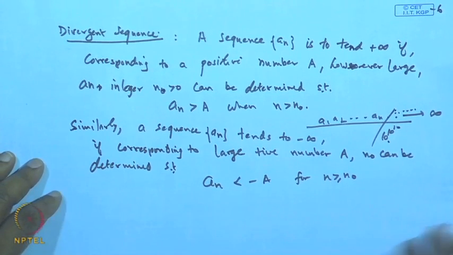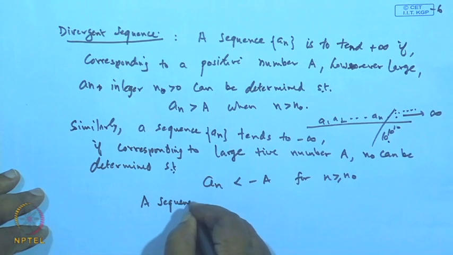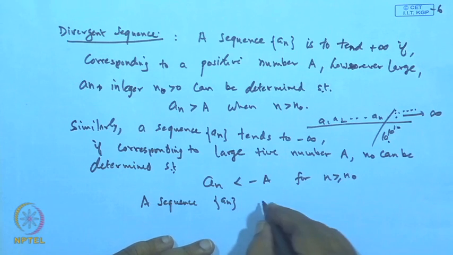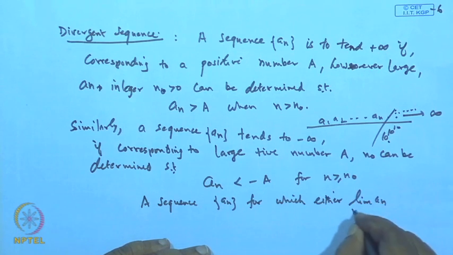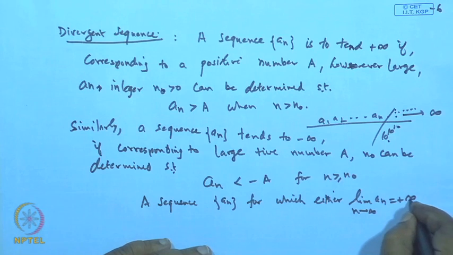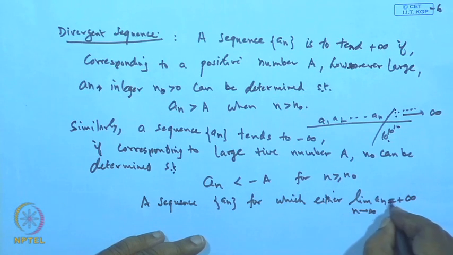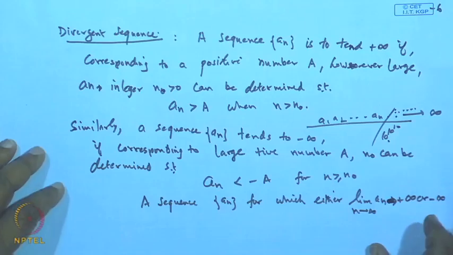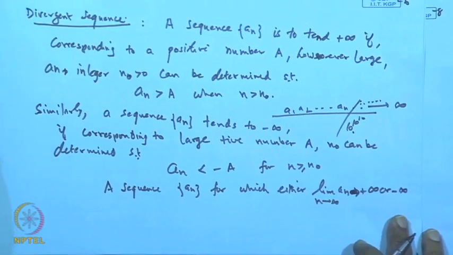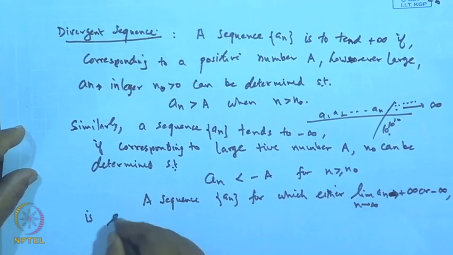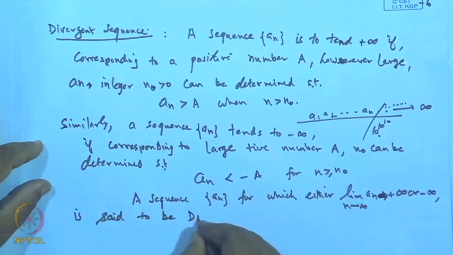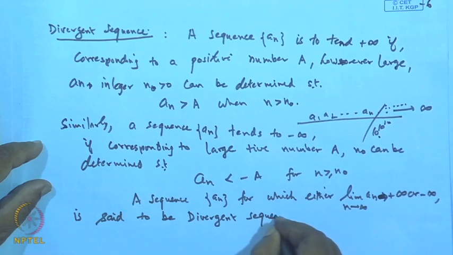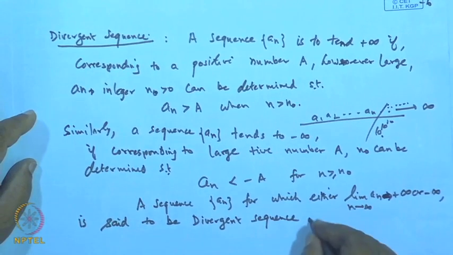Okay. So, a sequence a n for which either the limit of a n as n tends to infinity is plus infinity or minus infinity is said to be a diverging sequence of real numbers.